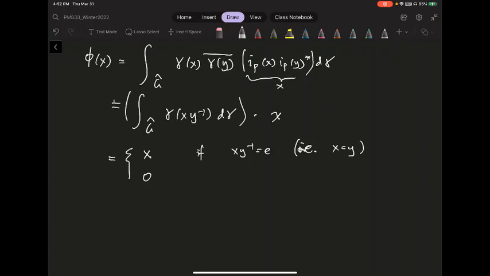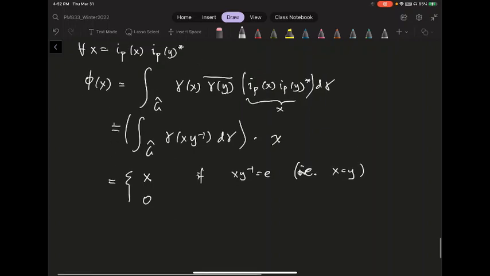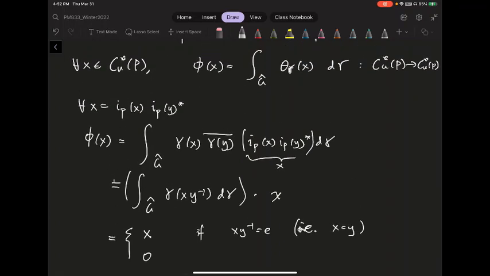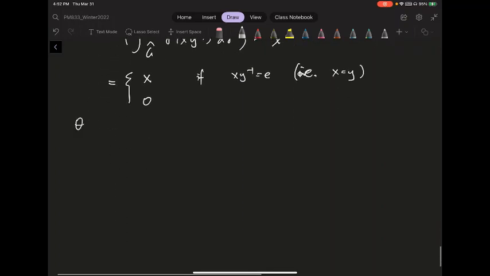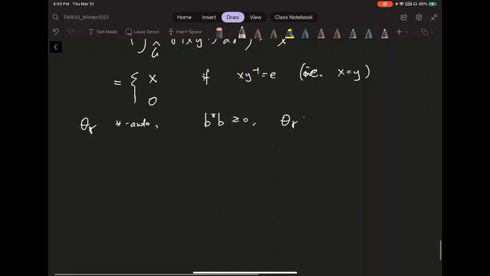And you can see this phi is just a conditional expectation. It just kills off the off-diagonal entries. This phi, first of all, is integrating a bunch of star automorphisms, so this is certainly a contractive map. It kills off all the off-diagonal entries, so this is the conditional expectation. And why is this going to be faithful? It's really just because theta of gamma are star automorphisms. If b star b is positive, then theta gamma of b star b is still going to be positive.